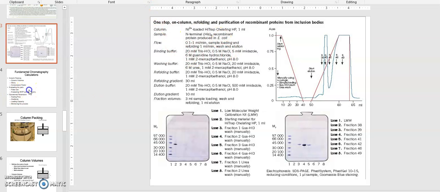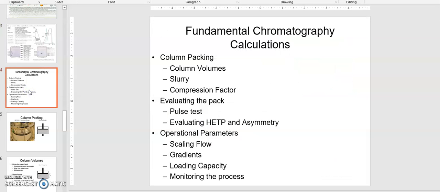Okay. And then we're going to change our topic of discussion. We'll talk about some fundamental calculations that are used in chromatography preparation. When you understand chromatography systems and running conditions, you need to understand these terminologies, and you need to understand some math-based validation methods. That's what we're going to talk about.